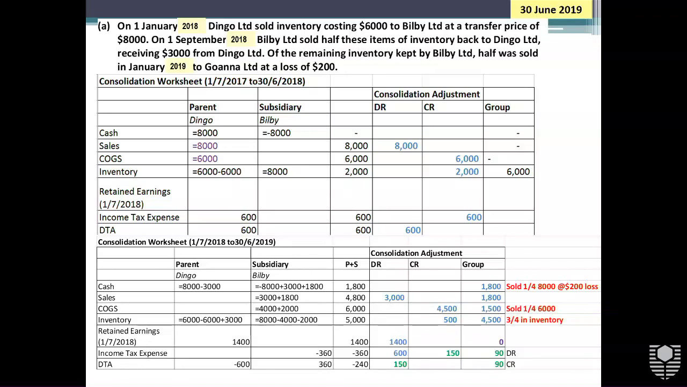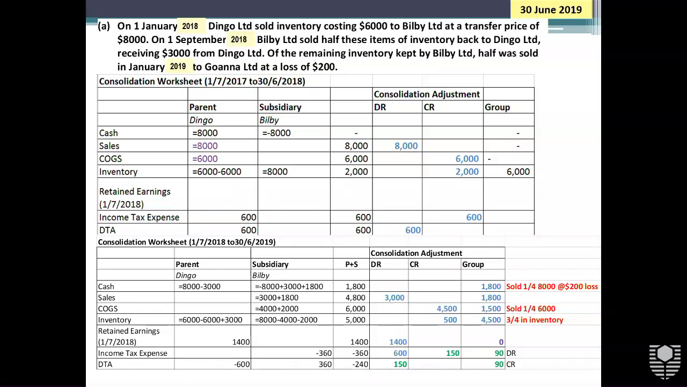But what we need to do is make sure that in inventory, we've actually only sold 1/4 of it. A half of a half is a quarter. So our inventory needs to be equivalent to 3/4 of the original value. The original value was 6,000. 3/4 of 6,000 is 4,500. That's what should be in the group. Our cash component, 8,000, is correct. Our sales is correct. We have sold 1/4 of the original 6,000, which is 1,500.